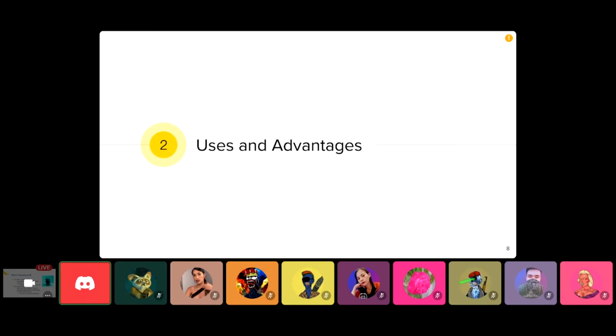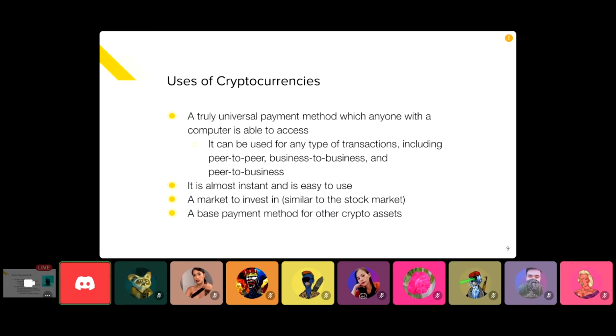Yeah, so let's talk about some uses and advantages of crypto. Crypto's main use is sending and receiving payments or transferring money. Cryptocurrencies are a universal payment method that basically anyone with a computer can access. It can be used for any type of transaction, including peer-to-peer, business to business, or peer to business. And it's very easy to use. As Calvin mentioned, all you need is the recipient's wallet address, which is a string of characters similar to a bank account number, and this identifies where the crypto should go.